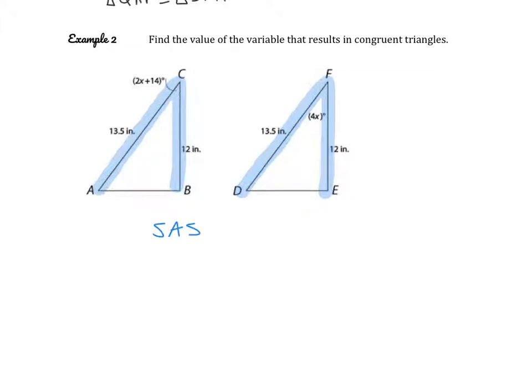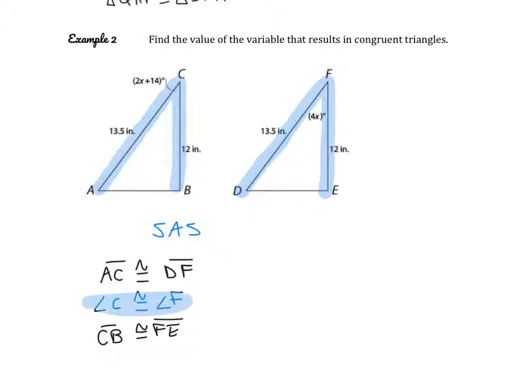So the first side, they do show that they're congruent, so that's good. DF. We need to show that angle C is congruent to angle F, and then we see that CB is congruent to FE. They're both 12 inches. So this is what we have to show, or we have to make sure that we use the right x value for this to be true.